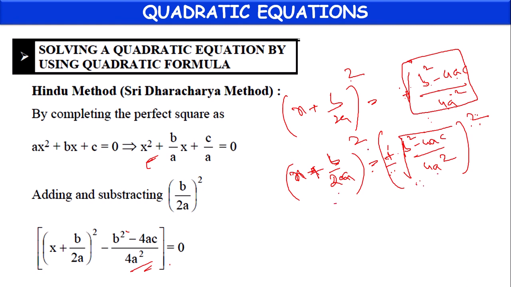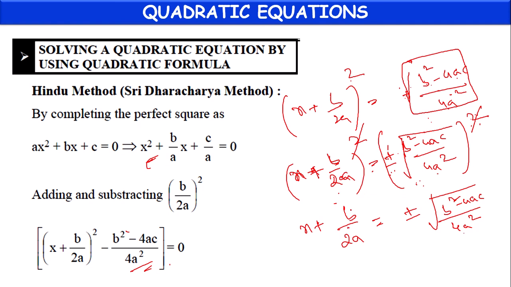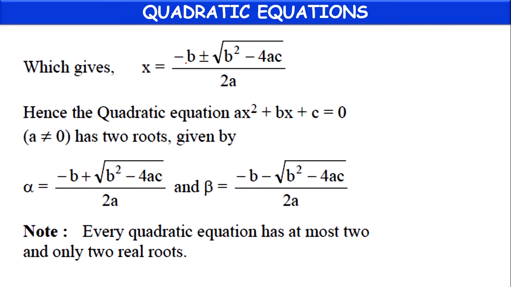Now from both sides, this square gets cancelled. So what is remaining? x plus b by 2a equal to plus or minus root of b square minus 4ac by 4a square. This is remaining. If we take plus b by 2a to this side, that will become minus. So x value will be minus b plus or minus root of b square minus 4ac, 2a is the common denominator. So x, if you keep plus, its value will be alpha. If you keep minus, its value will be beta.